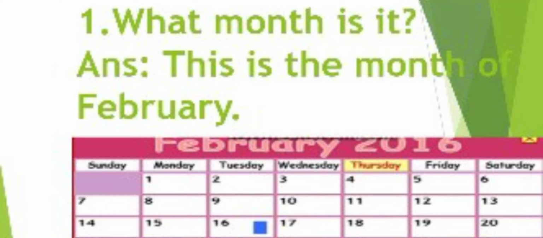Students, we will learn how to find out the date and day by following the calendar. So you know that this is the calendar of 2016, and question number one is, what month is it? For finding out the month, we have to see the date. Here the last date is 29th. We know that 29th or 28th is mentioned in the month of February. If it is a leap year, that time it takes 29 days. So here, what month is it? The answer will be, this is the month of February.